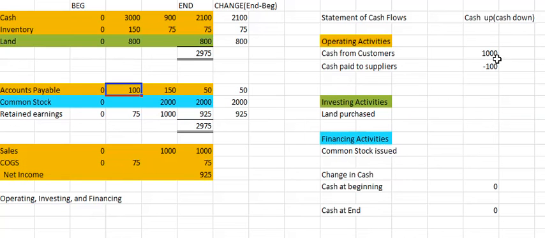So that's the direct method. Really, that's all that changes from the last one that I showed you about the indirect method. This is going to be the exact same. The land purchased is still a use of cash for $800, and the common stock issued is still a source of cash for $2,000. My change in cash will hopefully still be $2,100. Yes, my cash at the beginning is still 0, and my cash at the end is $2,100. So just to make that look nice, I'll put some underlines and we will be done.